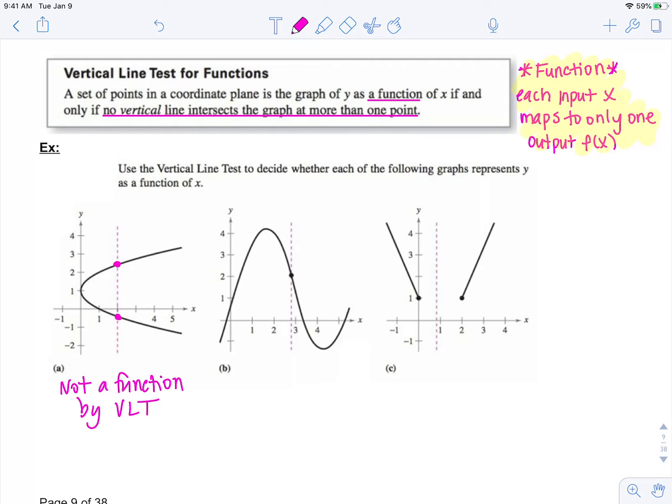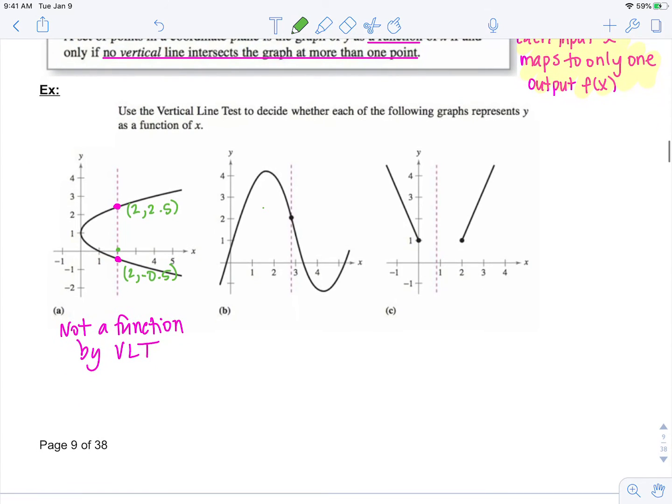But why is that true? If we look at this vertical line, the input or x value for both of these points is 2, right? This is 2 right here. So this point right here is 2 comma 2.5, and this point down here is 2 comma negative 0.5. So the vertical line test is a quick way for us to see that 2 maps to more than one output.